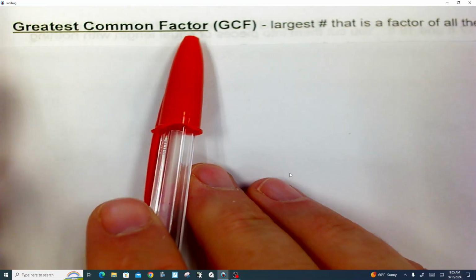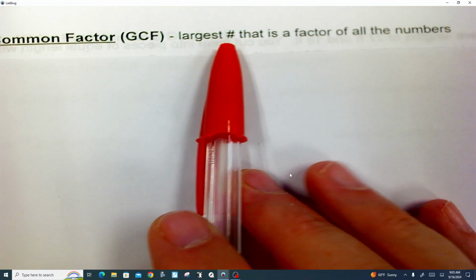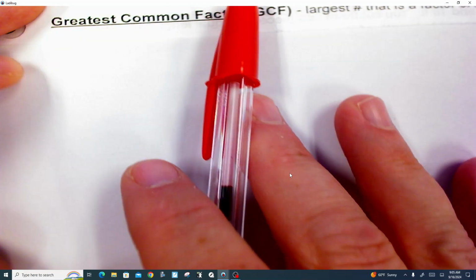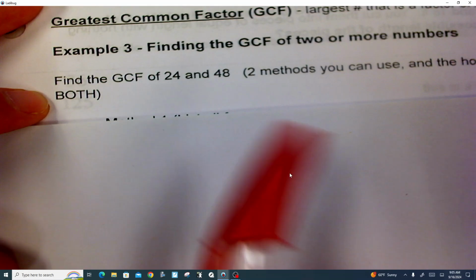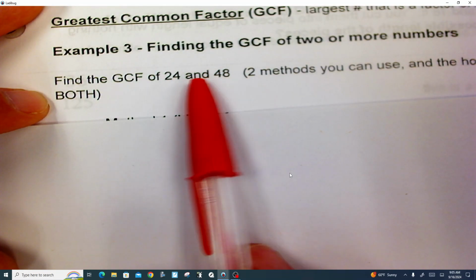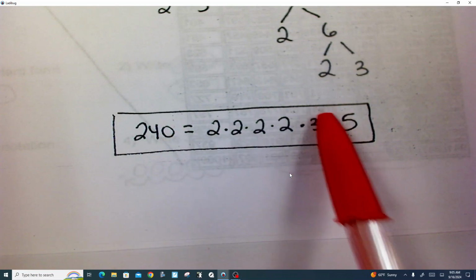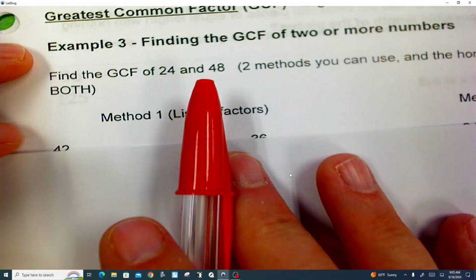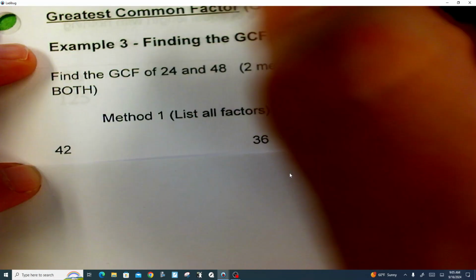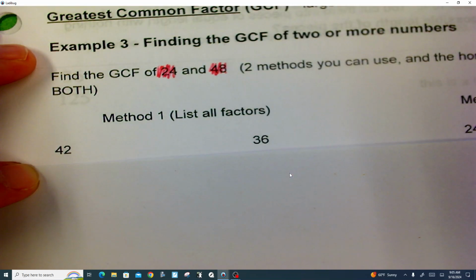All right, so your GCF, the greatest common factor. It's the largest number that's a factor of all the numbers. What are you talking about here? Well, if I said go find the GCF of 24 and 48, we've got two different numbers and we're trying to find the biggest common factor. But we do have one little typo right here. Guys, can you scratch out 24 and 48? We're not going to find the GCF of 24 and 48.